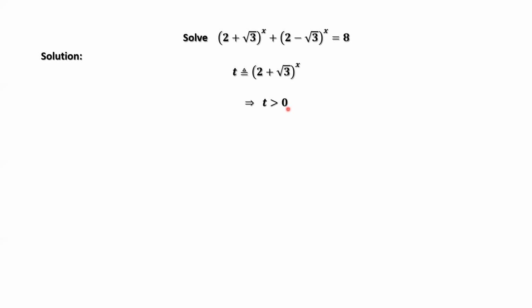From the simple fact, (2 + √3)(2 − √3) = 1. Why is it 1? 2 squared is 4, √3 squared is 3. 4 minus 3 equals 1. This implies 2 − √3 = 1 over (2 + √3).